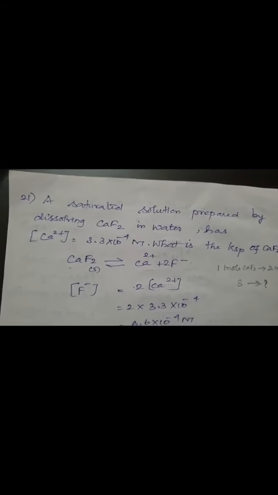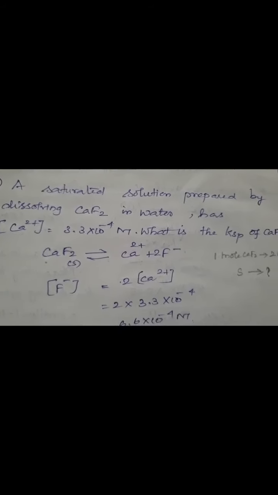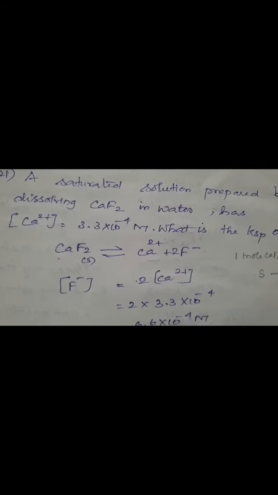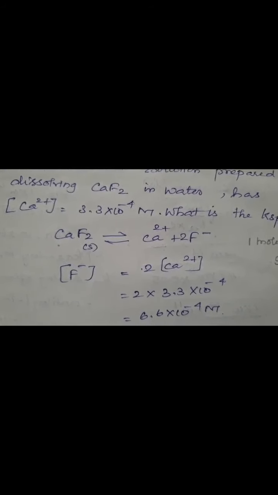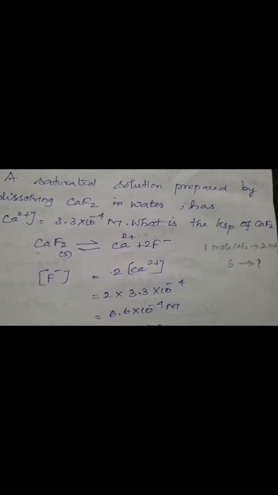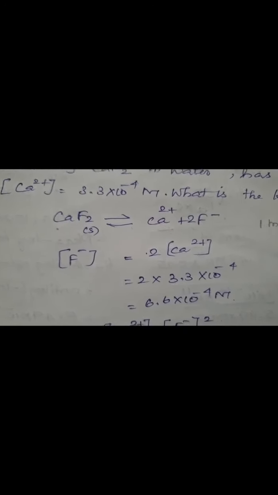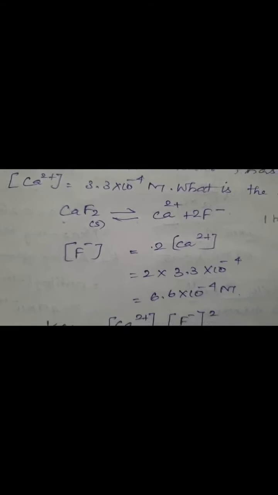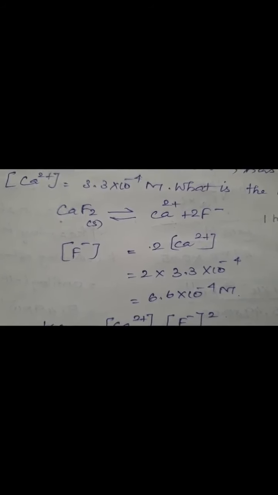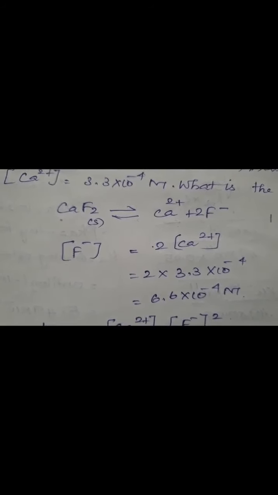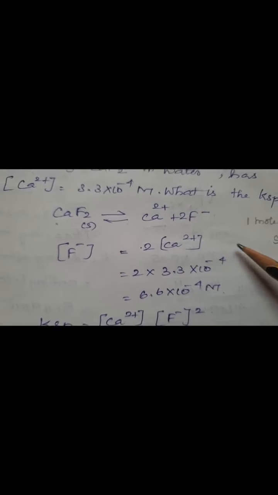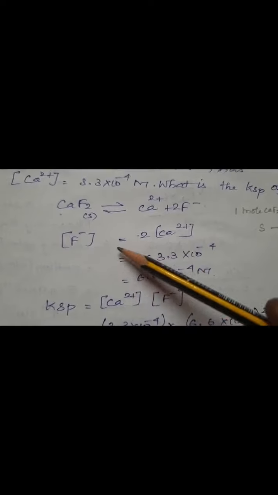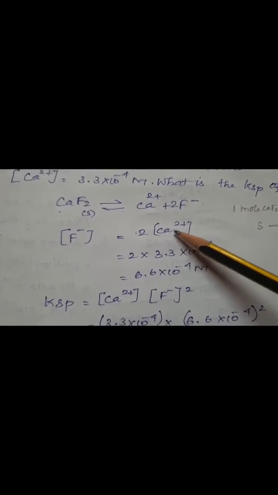Question number 21. A saturated solution is prepared by dissolving calcium fluoride in water, and the concentration of calcium 2 plus is 3.3 into 10 power minus 4 M. What is the solubility of CaF2? The solubility of CaF2 is asked. So first you have to know how the ionization takes place for CaF2, calcium fluoride. Calcium fluoride undergoes ionization to form Ca2 plus plus 2F minus. Okay, so F minus is equal to 2 times calcium 2 plus.